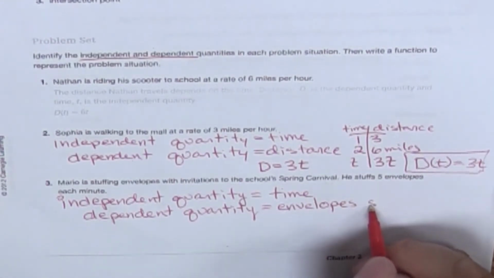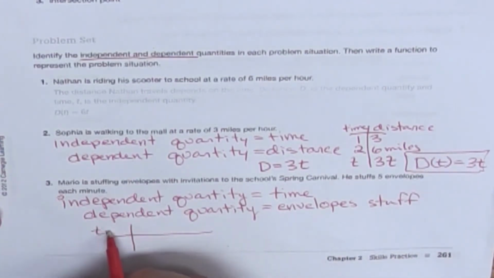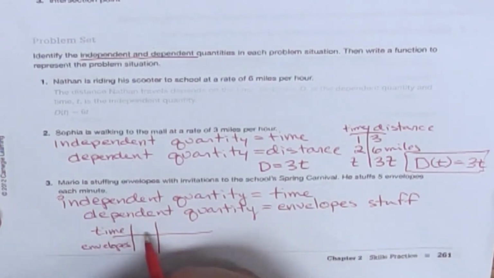Envelopes. All right, stuffed. So let's think about this. We got to think about a function. I'm going to write this a little bit different. We're going to have time over here, and we're going to have envelopes stuffed here. So let me see. What's a good unit for time? Is it in hours? Is it in nanoseconds? No, it's in minutes. So after 1 minute, how many envelopes will you have stuffed?